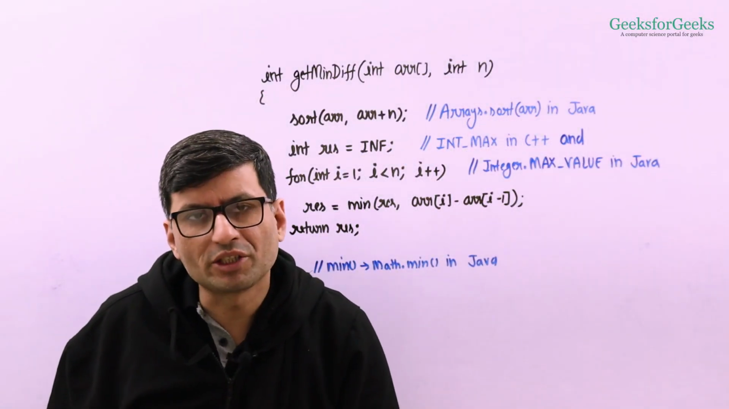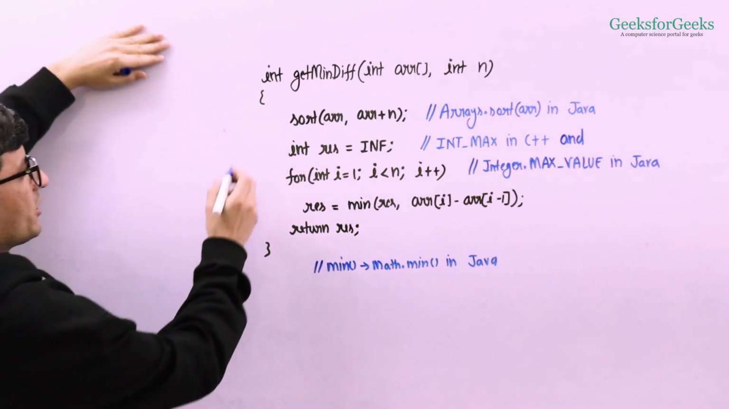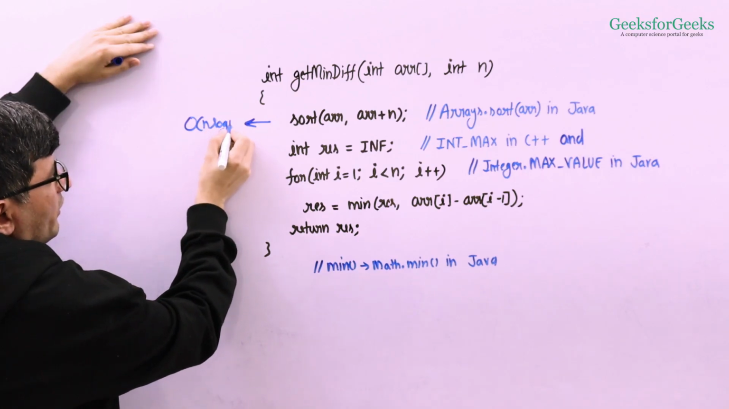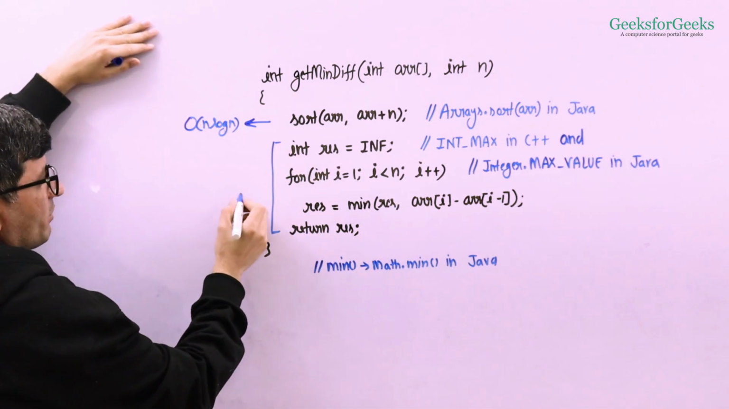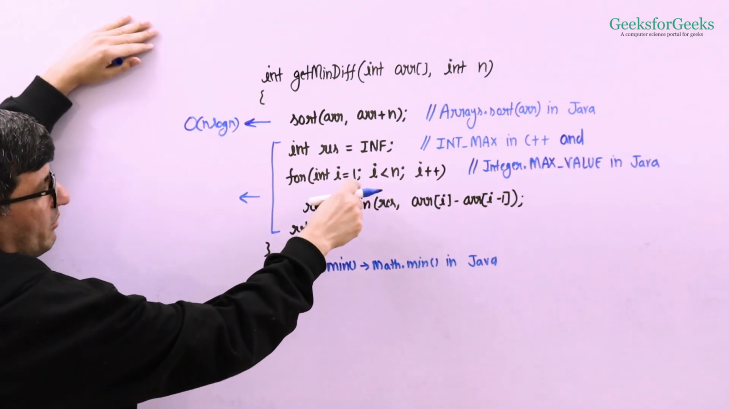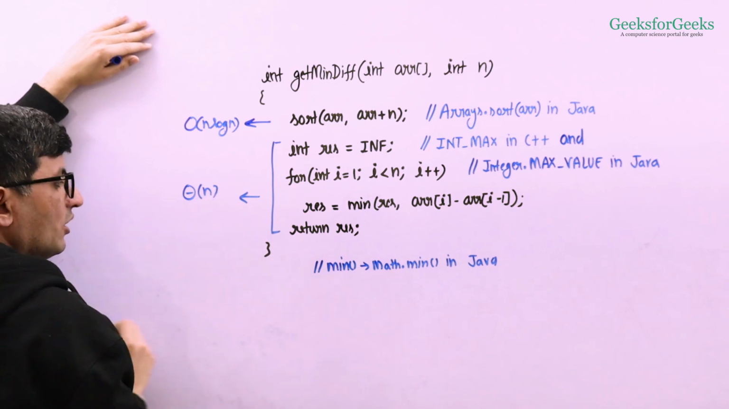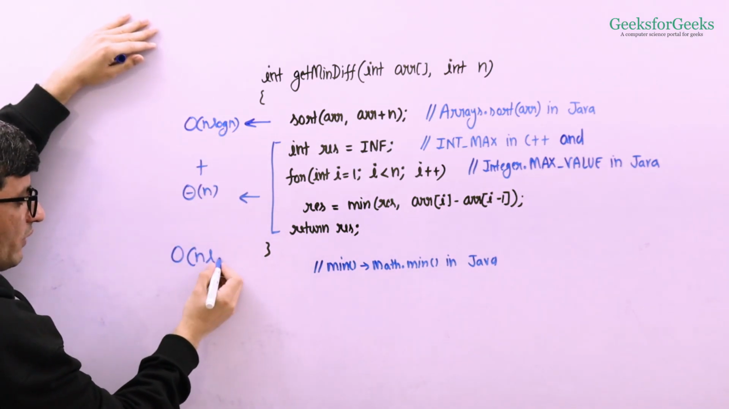What is the time complexity of this? As a first step, we are sorting the array. Sorting takes big O of n log n time. And then this whole loop takes big O of n time, or you can say theta n, because we are running a loop from 1 to n minus 1. So that takes theta n. So overall time complexity is going to be this plus this, which is going to be big O of n log n.